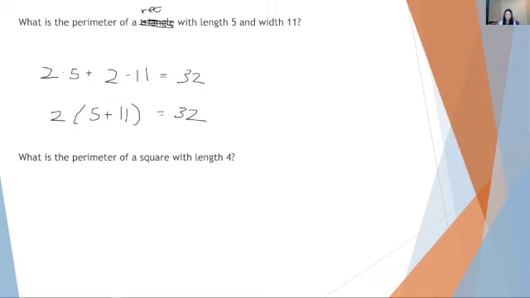William was talking about this before, so I'm not going to spend time talking about it, but essentially you have a square with side length 4. Since you know that all side lengths are the same length, you can just do 4 times 4.